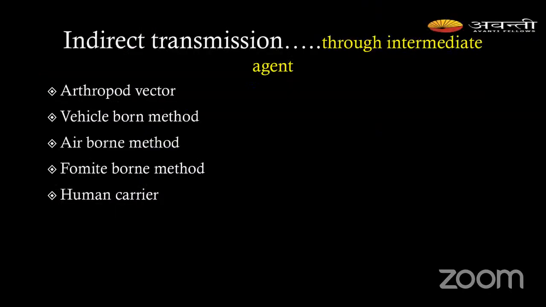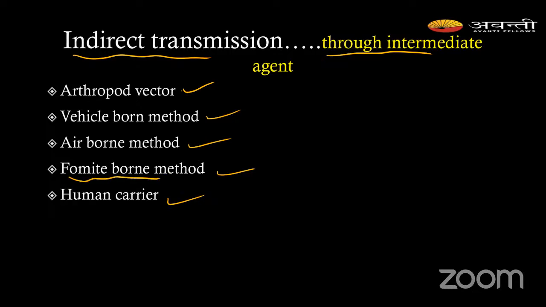Okay, fine. Then coming to vectors, which is indirect transmission. It may be through an arthropod vector or vehicle-borne method, for example air, water, soil, and also the airborne method, fomite-borne method, and the human carrier. In the fomite-borne method, for example, a knife used by an infected person, if another person touches the knife or pen or book, the disease is transmitted through that book or pen. That is what we call the fomite-borne method.